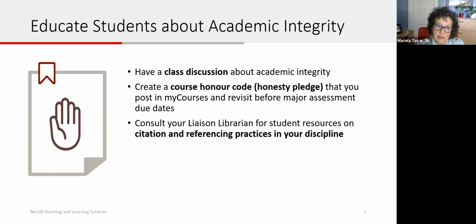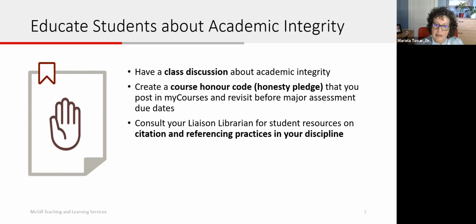The other idea related to educating students about academic integrity is the idea of creating a course honor code, or at McGill it's called, I believe, Honesty Pledge, that you can post in your courses and revisit before major assignments and due dates. You can look in the academic integrity site at McGill to see what an honesty pledge looks like. But there are also examples of course honor codes that have been published in the literature, and I think we have some in the references.